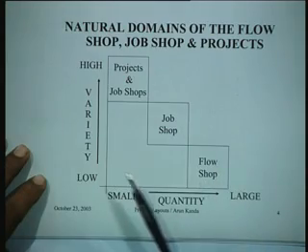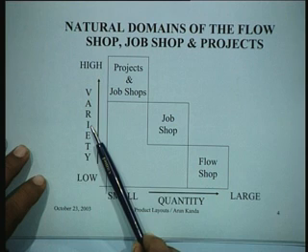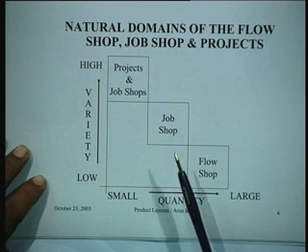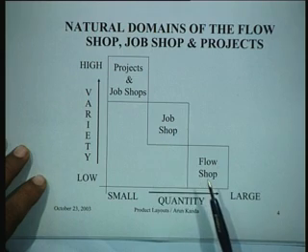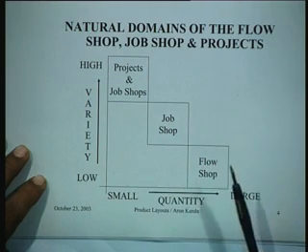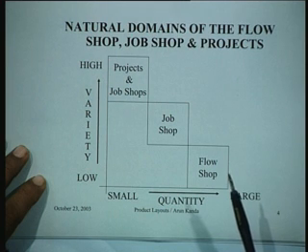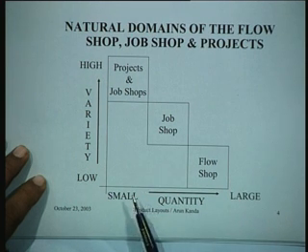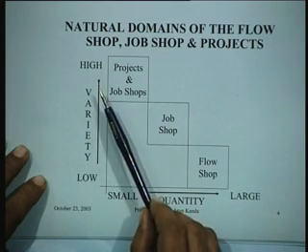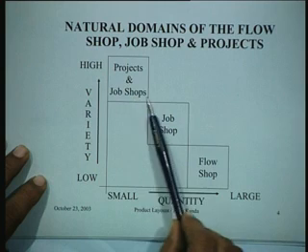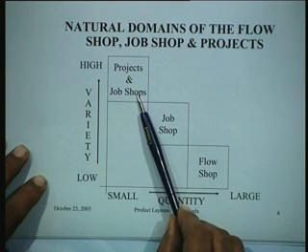This particular diagram, which shows a plot of the product variety versus the quantity, in fact brings out very beautifully the natural domains of the flow shop, the job shop and the project. For instance, if your quantities are small but the variety is large, then this particular domain is the domain of the project and the job shops primarily.